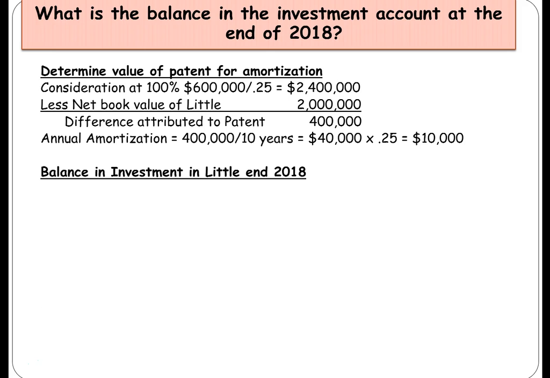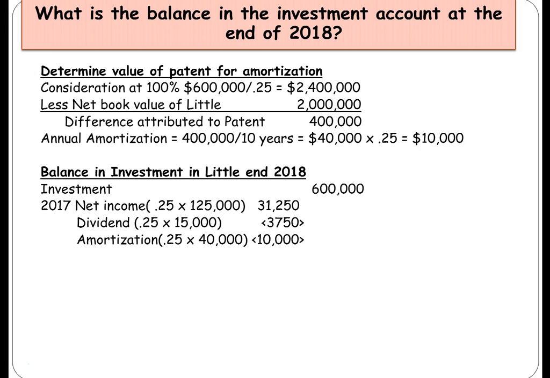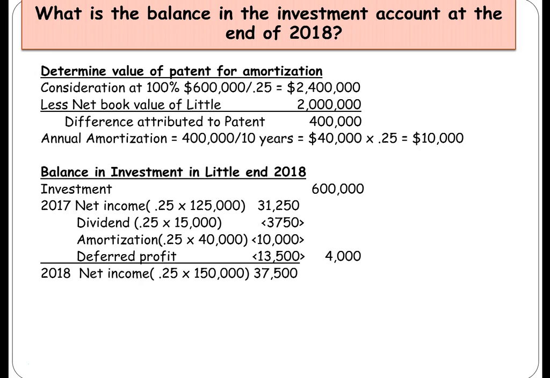So the balance in the investment in Little account, first we're going to take our initial investment. We're going to adjust for our share of net income for 2017. We're going to adjust for the dividends that were paid. And we're going to adjust for our share of the amortization. And we have to adjust for the deferred profit on that intercompany inventory. So we had a total adjustment of $4,000.